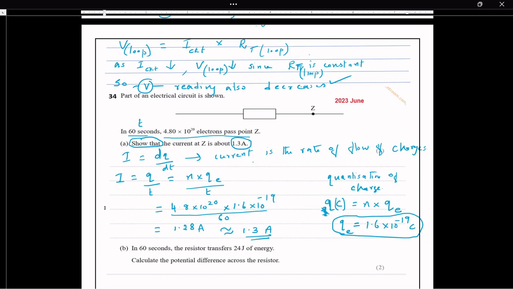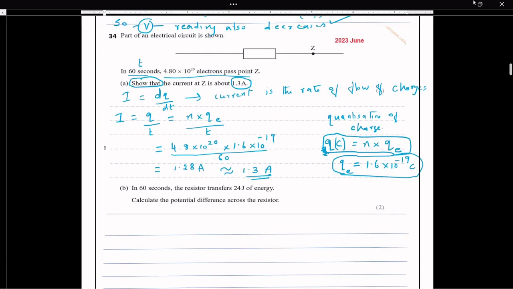So the total charge is the number of electrons times the charge of an electron. Okay, so let's move on to the next part of the question.